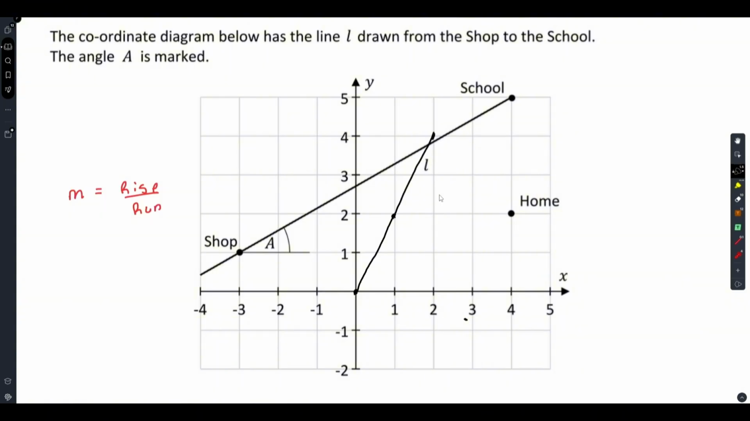Whereas if I drew a line that had a slope of a half, that means when I go across 1, I go up a half. Across 1, up a half. We can see that that line is a lot less steep than the one with the slope of 2. So the slope of 2 is that line. The slope of a half is that line. Okay, but they're still both increasing from left to right, whereas if it was a minus, it would be going down.